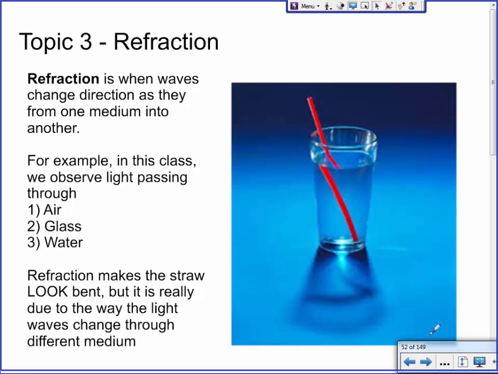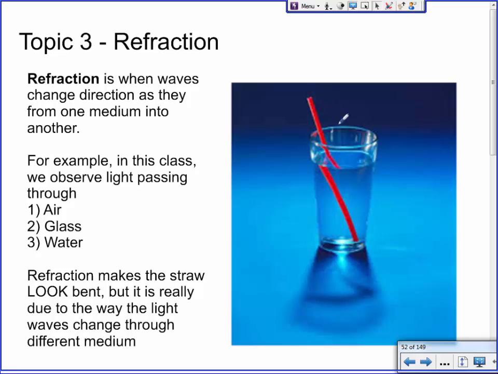Basically, I like this picture to start with. You guys have all seen this optical illusion at some point in your lives? The idea that as you see the straw, it clearly is not in one continuous line because light is refracting. And so in this glass, we actually see 3 different things where light's passing through. Light has to pass through the air. It also has to pass through the glass itself and then through the water.